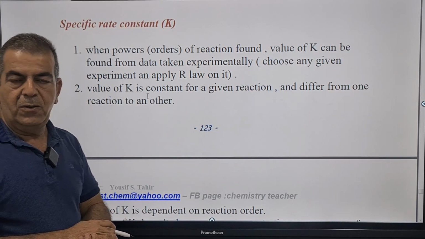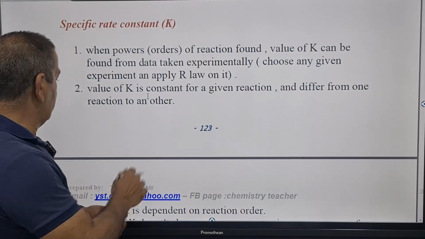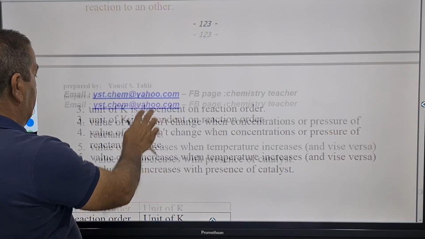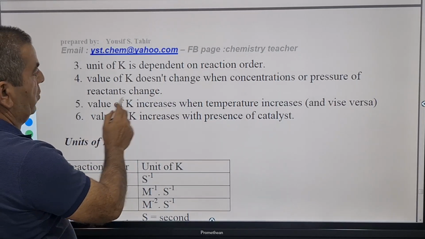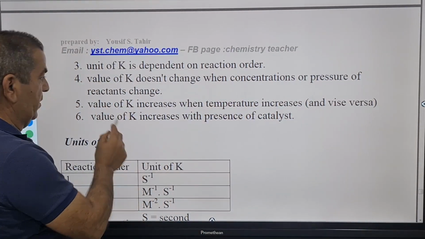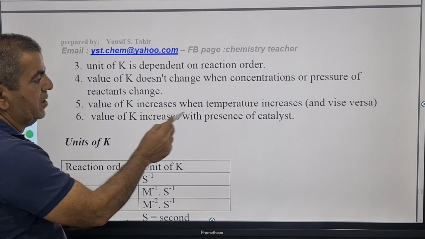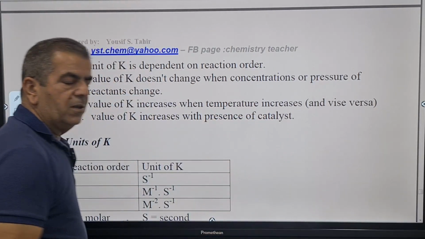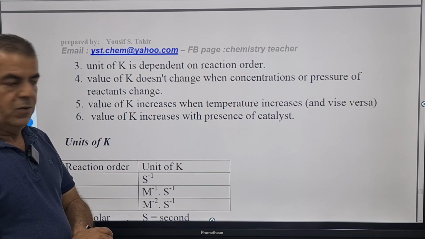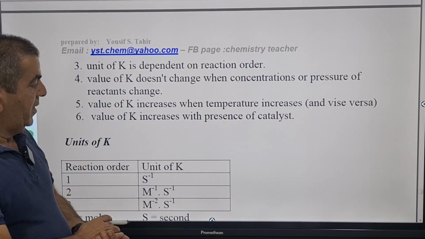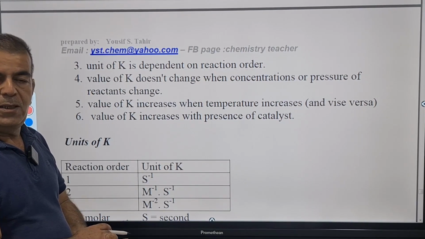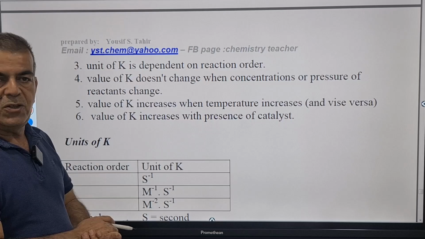The value of K will not change. But when temperature changes, it would. Here we have value of K doesn't change when concentration and pressure changed. Value of K increases when temperature increases. Why? Because the rate will be increased, and this constant also will be increased. Value of K increases when catalyst present. Why? Because catalyst increases the rate of reaction.